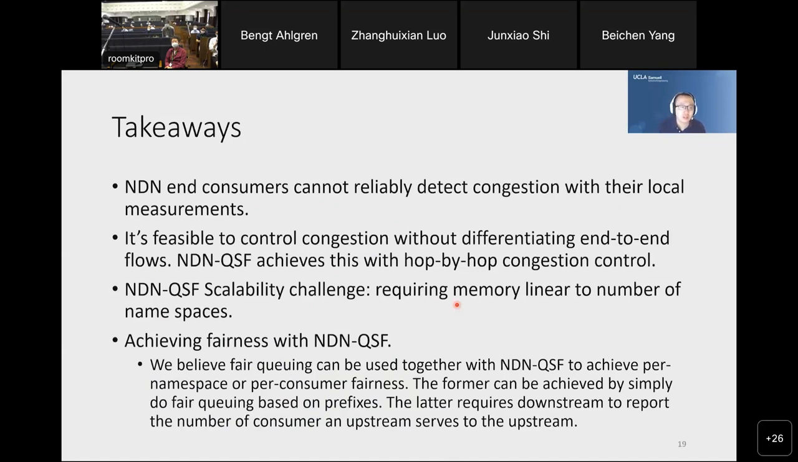Our design does have a scalability challenge because it requires the measurement table to need memory linear to the number of namespaces. And lastly, we didn't dive deep into fairness. However, we believe that fair queuing can be used together with NDN QSF to achieve per-namespace or per-consumer fairness. We have some simple simulations to validate this claim. You can refer to our paper for more details.